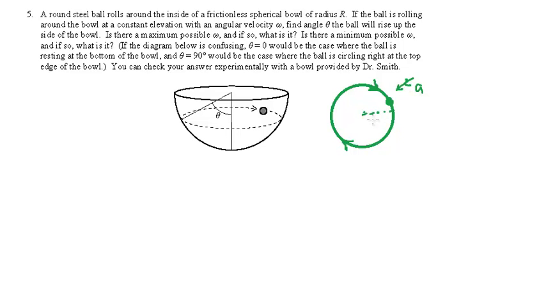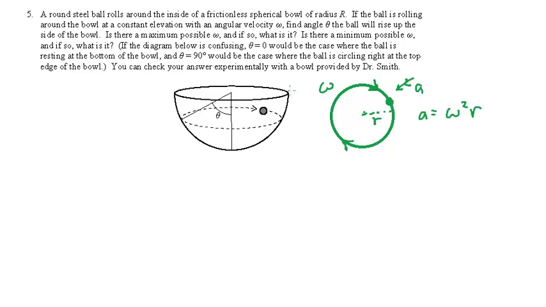Okay, it is accelerating at any given point in time. It is accelerating towards the center. This circle has a radius of r, and we know it's going around with angular velocity omega. So a equals omega squared r.